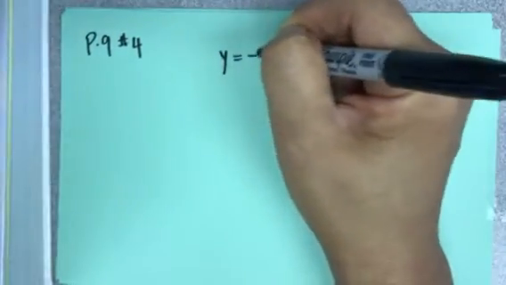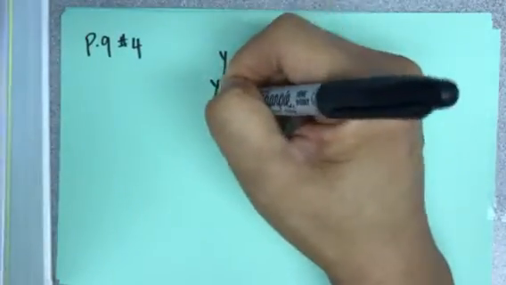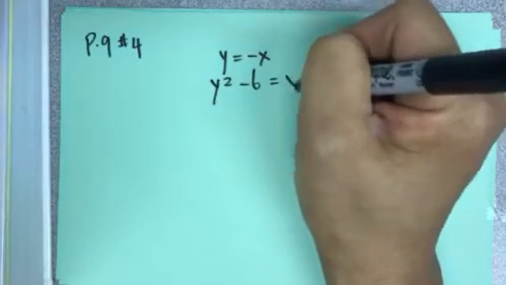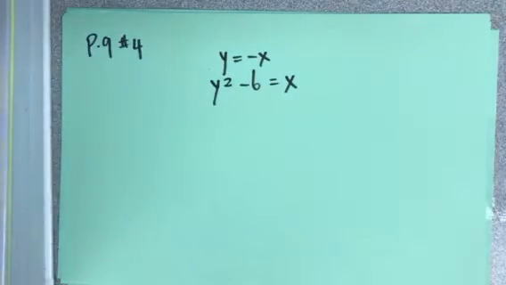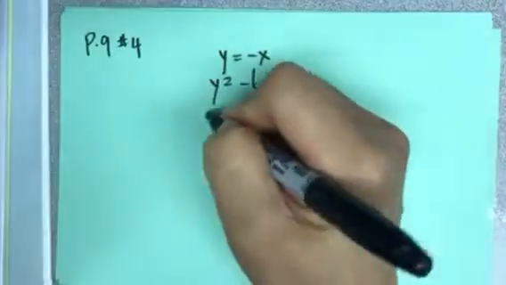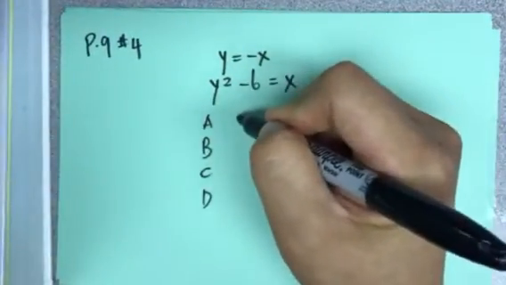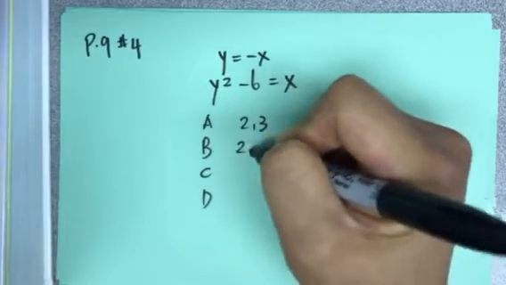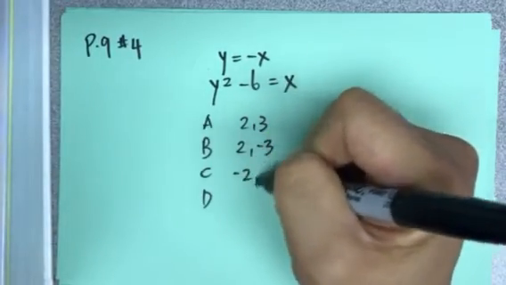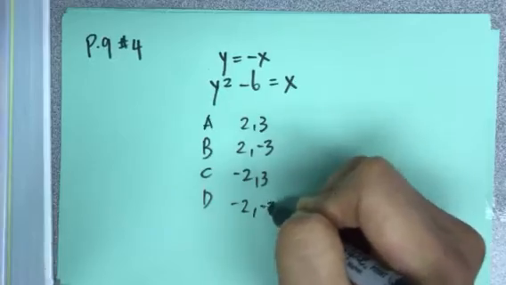Okay, y = -x, and then y² - 6 = x. So it says if (x, y) is a solution to the system of equations above, which of the following includes all possible values of x? So you've got all these answer choices, which I am going to write down so you could see the process of elimination going through my head. You've got 2 and 3, 2 and -3, -2 and 3, and then -2 and -3.